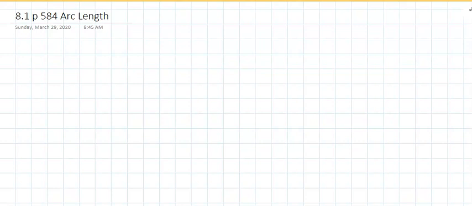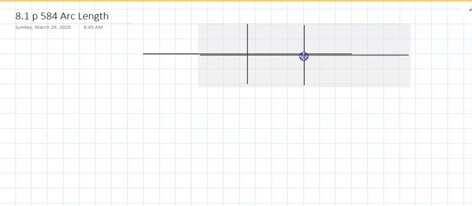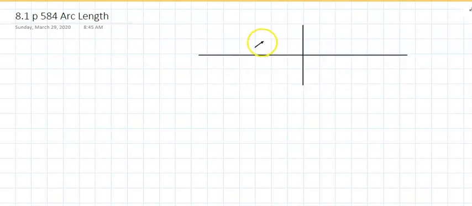Section 8.1 is on page 584. It talks about arc length. Suppose I'd like to find the length of a curve, and let's say the curve looks something like this. If I take this from A to B.